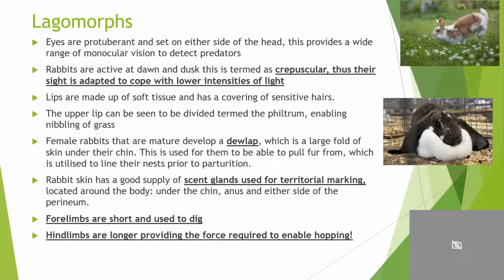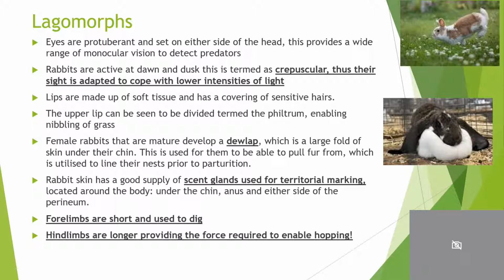Lagomorphs continued. Their eyes are protuberant and set on either side of their head. This provides a wide range of monocular vision to protect them from predators, for them to be able to detect them. They are active at dawn and dusk, and we term this crepuscular. Thus their sight is adapted to cope with lower intensities of light. Their lips are made up of soft tissue and have a sensitive covering of hairs. The upper lip can be seen to again be divided by the philtrum, enabling them to nibble grass.